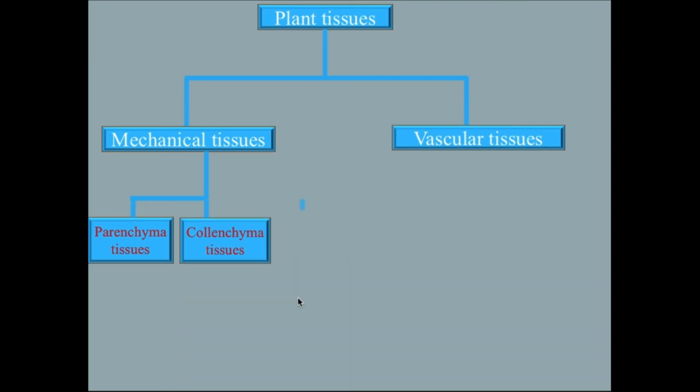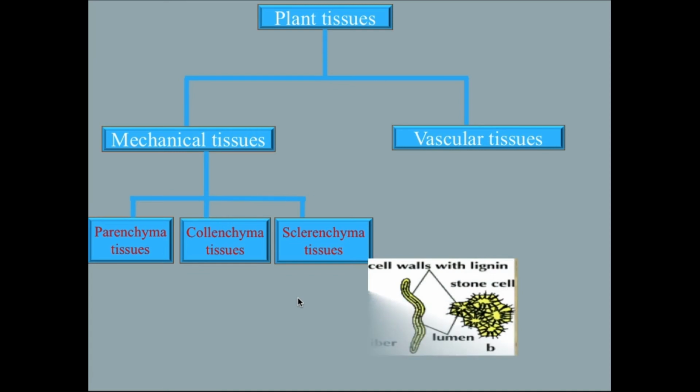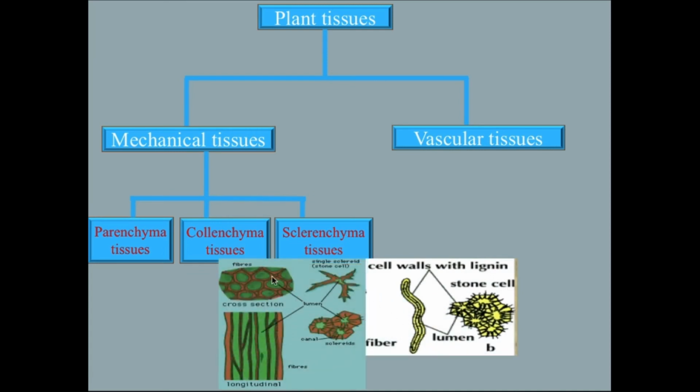Then the third category is actually what we call the sclerenchyma tissues. And when you look at their cells, they also have a wide lumen, but most importantly, they are made up of dead cells because of the lignification. We shall look at that more.